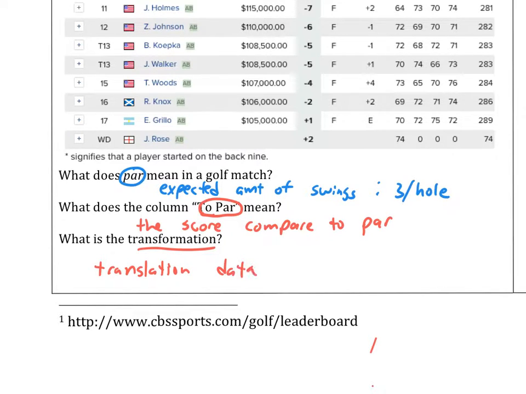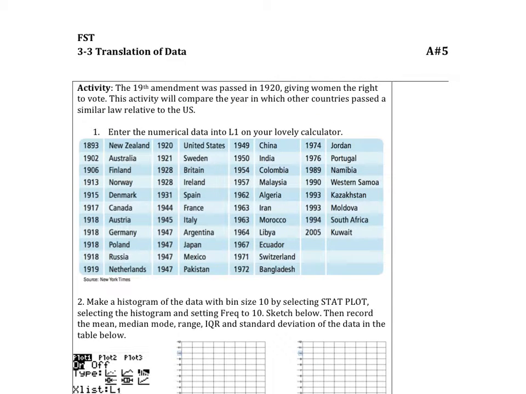Now, there is no X and Y here, right? It's just one data. So if I were to say it, I would say X. Well, actually, let me write it out a little bit better. The translation of data of X, because we're only dealing with X, translates to X minus 200. On page 2, your job is you're going to enter all the data into L1 on your lovely calculator.